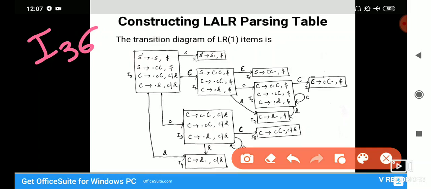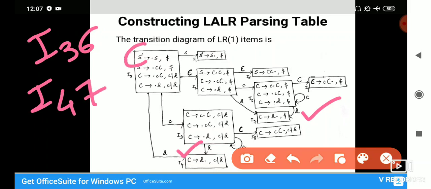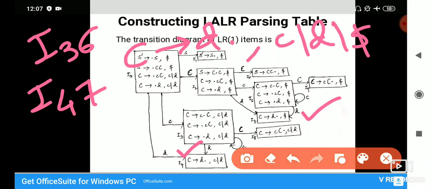Similarly, we observe I4 and I7. Here also we observe that the first component is the same and the second component is different. So what do we do? We combine I4 and I7 into one, we make it I47, and we write C2 D dot, and the second component is merged into one, C by D by dollar.